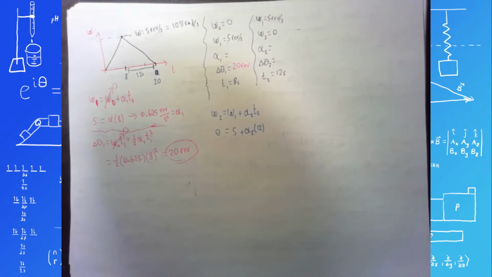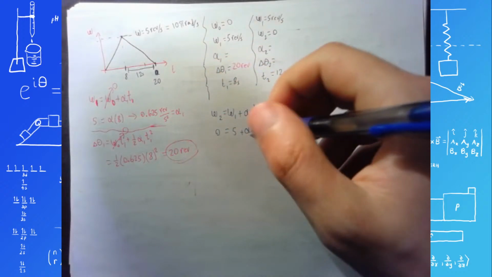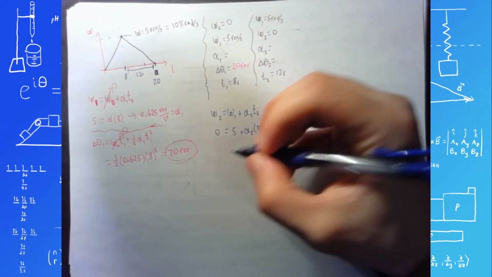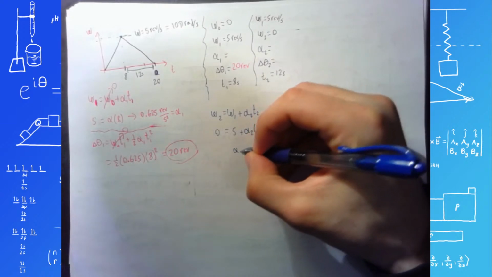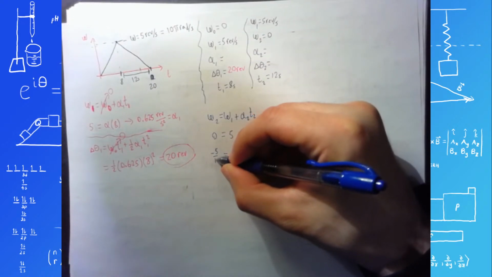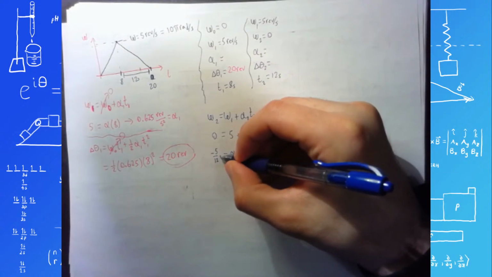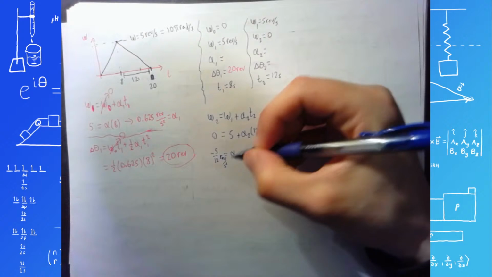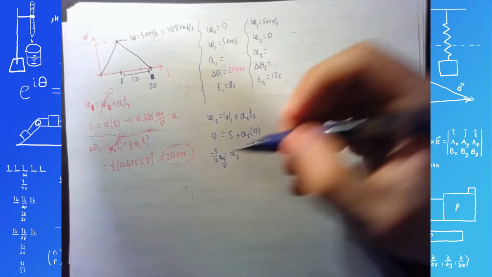And that's going to be alpha 2 equals negative 5 over 12. Subtract the 5 and divide by 12. And I think I'm going to keep it as negative 5 over 12 here. So alpha 2 equals negative 5/12 revolutions per second squared. Probably should have allotted more space for that.